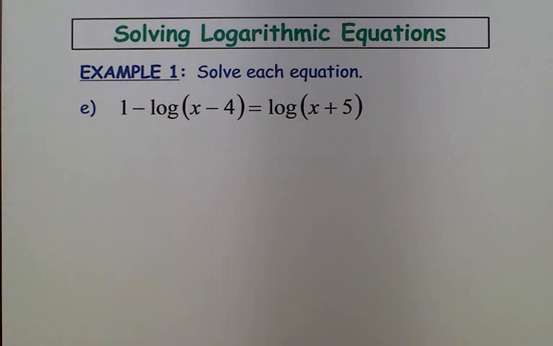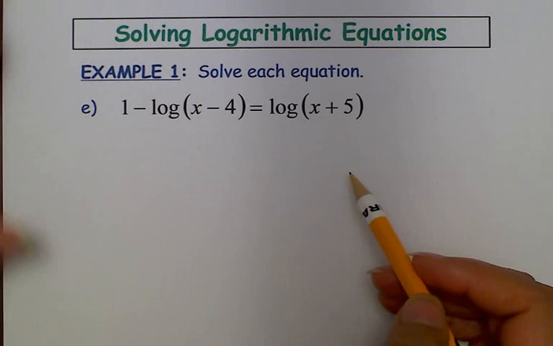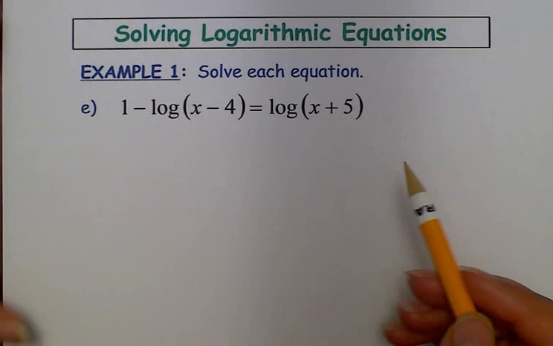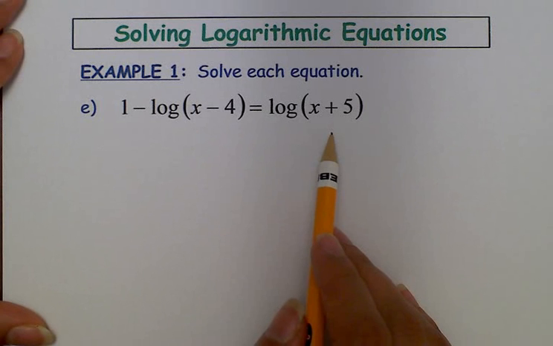So example E looks at solving another logarithmic equation. And what you'll notice is that in this logarithmic equation, there are more than one logarithmic term that has a variable in it. So what I'll do first is rearrange it.